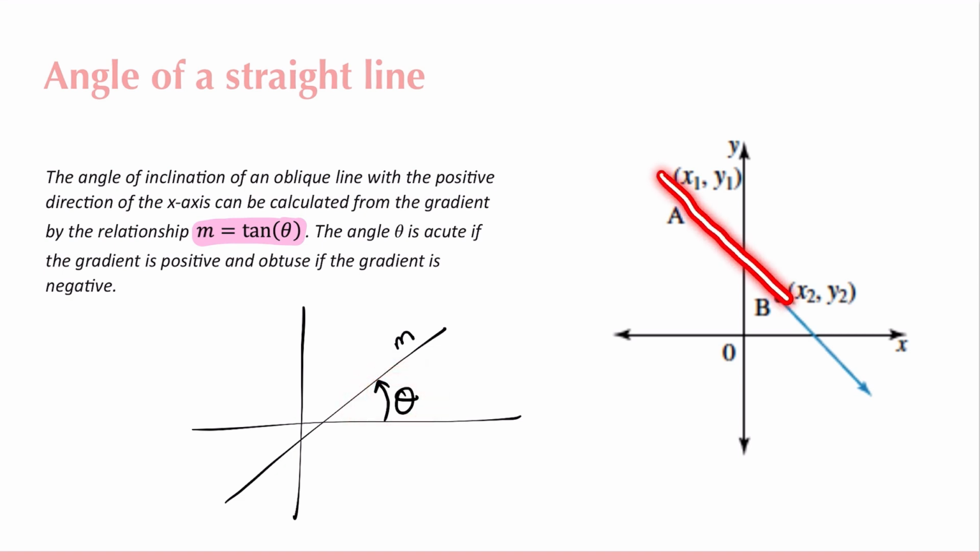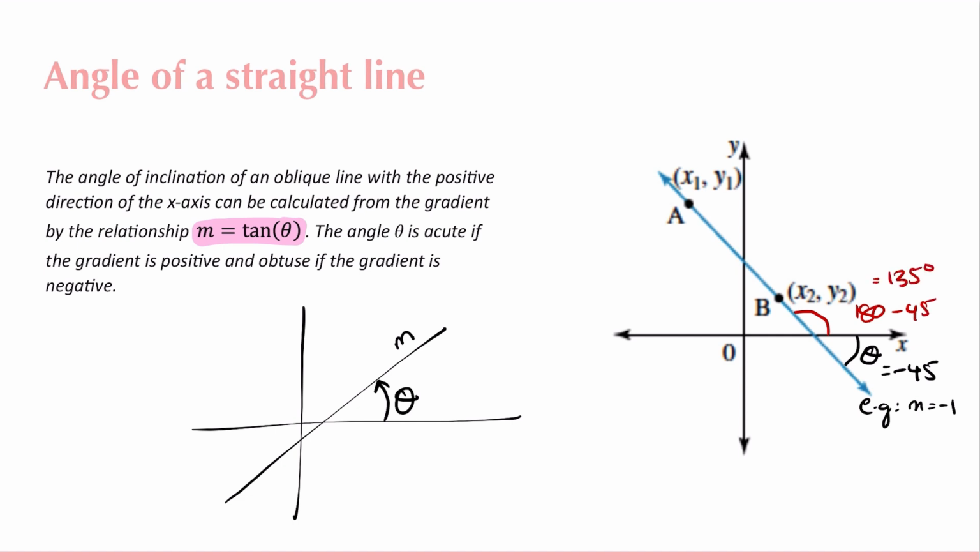There is something interesting that happens though if the gradient is negative, it actually ends up being over here. So for example, if the gradient of this line is -1, if we put that into our calculator, we get theta equals -45. That of course is the same as this angle, but if we're interested in finding this angle, as this is a straight line, all we simply need to do is go 180 minus the 45, and that will give me the angle over here.